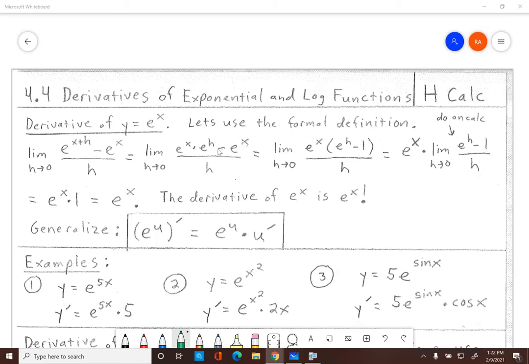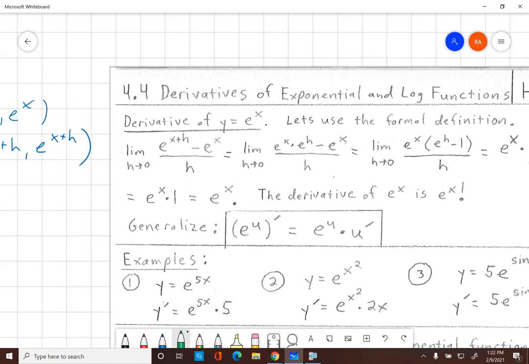Hey everyone, today we're looking at the section 4.4 notes. We're going to take a look at how to take the derivatives of exponential functions and log functions. So in order to get started, for y equals e to the x, if I want to take the derivative of this equation, I'm going to use that formal definition of the derivative that I did in chapter 2.